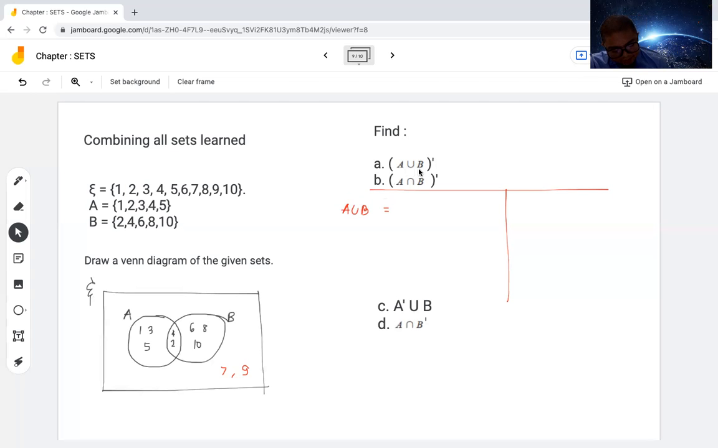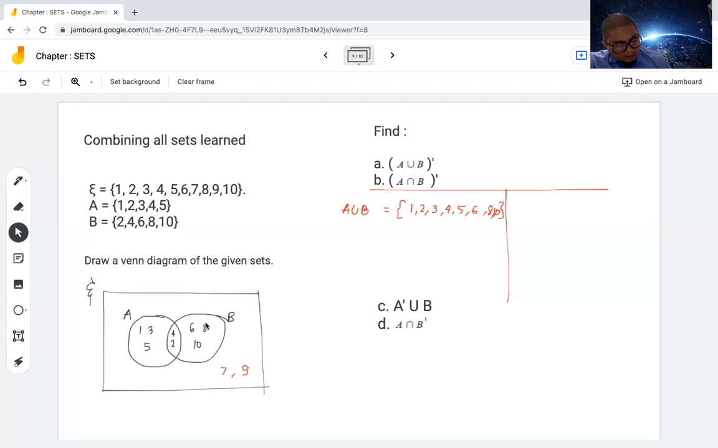So we can automatically write down whatever we see in the illustration. Okay, so we have 1, 2, 3, 4, 5, 6. So I'll just write it there: 1, 2, 3, 4, 5, 6, and 8 and 10. So this is the union of A and B. So A union B.